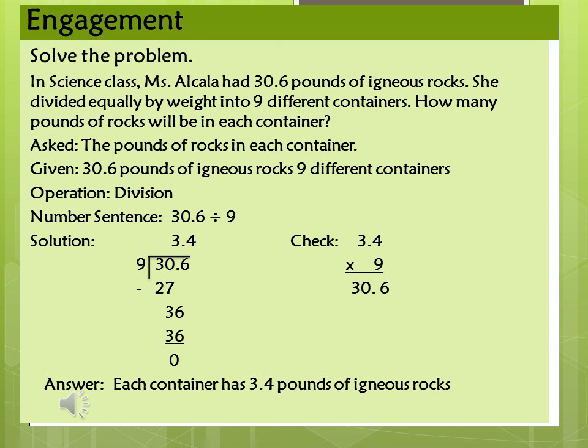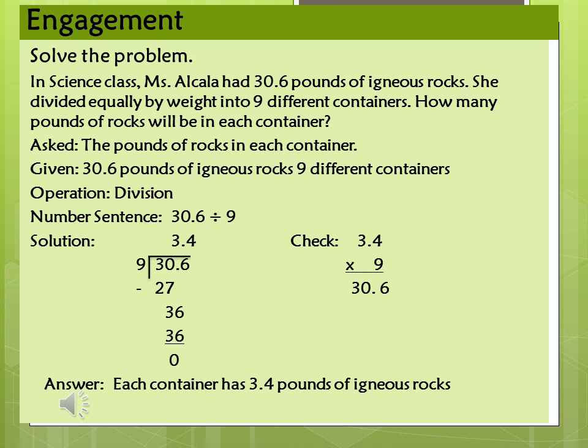So, this is dividing decimal number by whole number. So, 30 divided by 9 equals 3. 3 times 9 equals 27. 30 minus 27 equals 3. Then, bring down 6. 36 divided by 9 equals 4. 4 times 9 equals 36. And 36 minus 36 equals 0.